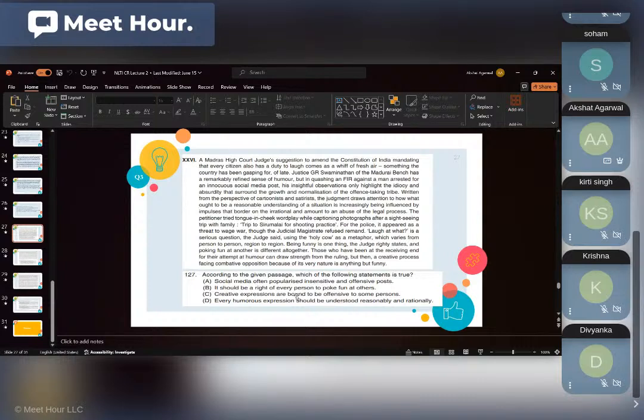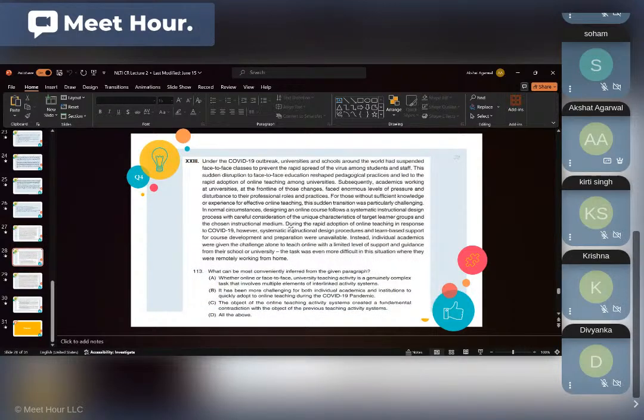This is not directly given, but the author talks about how there has to be a reasonable understanding of a situation. It should not be like the examples which the judge gives, that using a holy cow is a metaphor which varies from person to person, place to place. So human expressions need to be understood reasonably and rationally. That's indeed the correct answer. Okay, now we'll jump to question number 4.